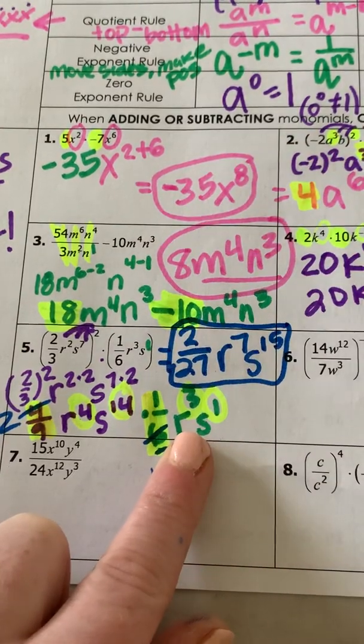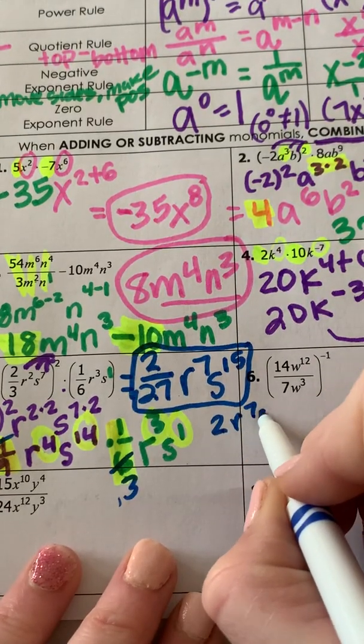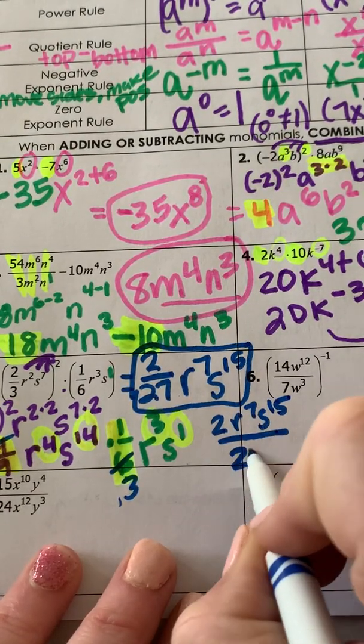Okay? And so you can write this as 2 over 27, or you could have written this as 2r to the 7th, s to the 15th, all over 27. Either way.